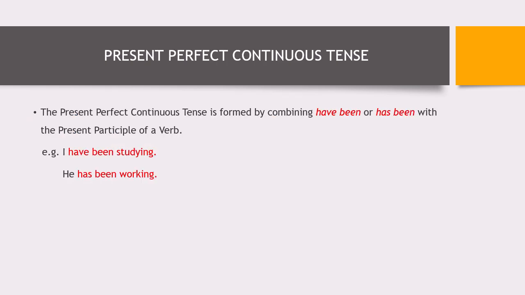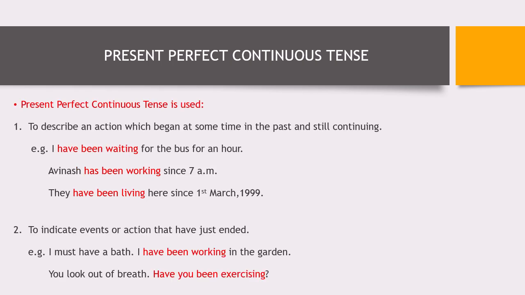Present perfect continuous tense. The present perfect continuous tense is formed by combining have been or has been with the present participle of a verb. For example, I have been studying. He has been working. Present perfect continuous tense is used 1. To describe an action which began at some time in the past and is still continuing.